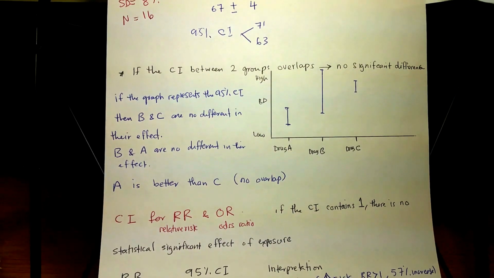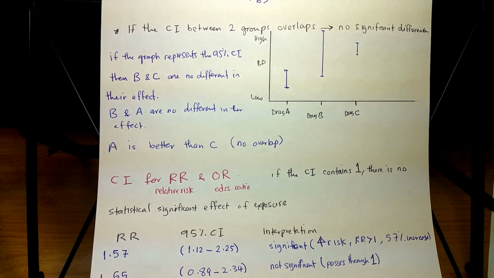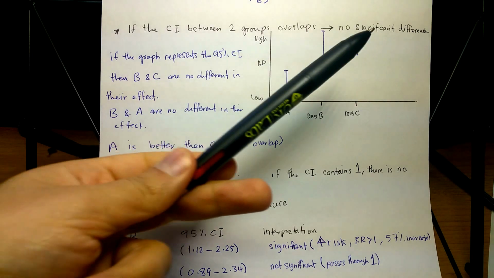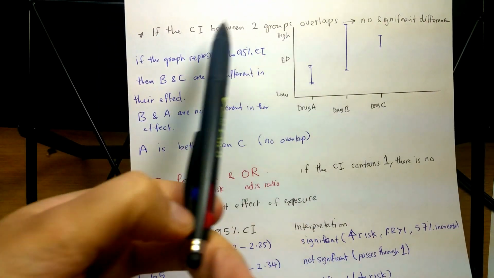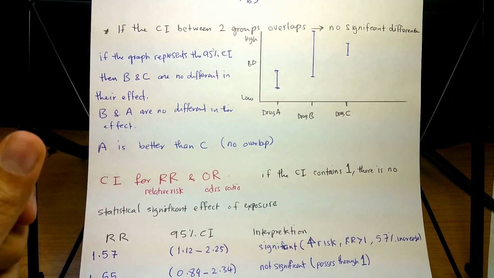What happens if the confidence interval between two groups overlaps? Then we'd have no significant difference. There will be some difference, but it won't be significant.